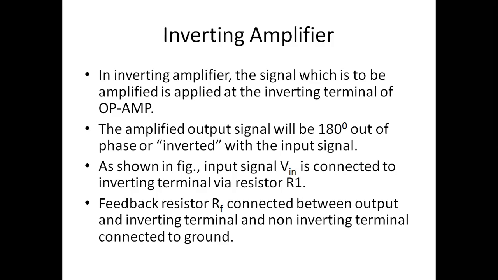So we can say about the inverting amplifier, in inverting amplifier, the signal which is to be amplified, we can apply that signal at the inverting terminal of the operational amplifier. Then we will get the amplified output. Yes, it will be amplified, but it will be 180 degrees out of phase, or we can say that it will be inverted with respect to the input. So here, firstly we will see the diagram.